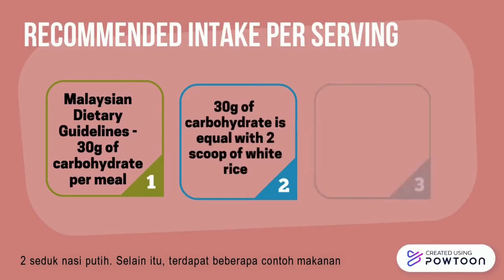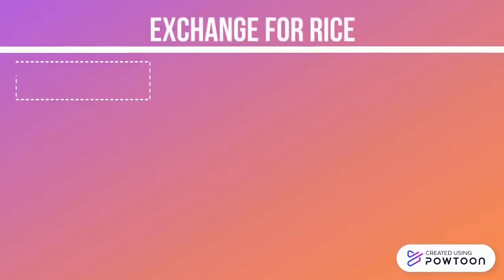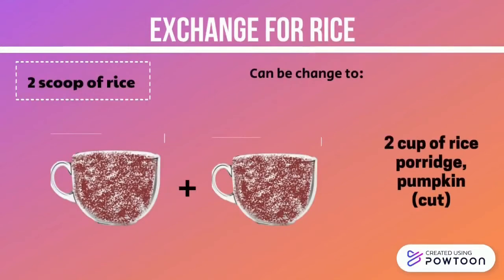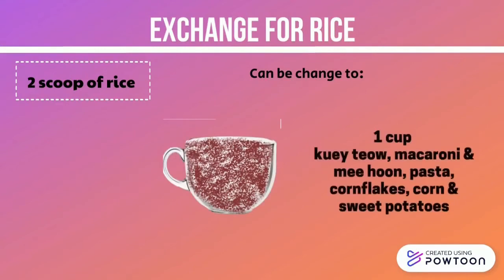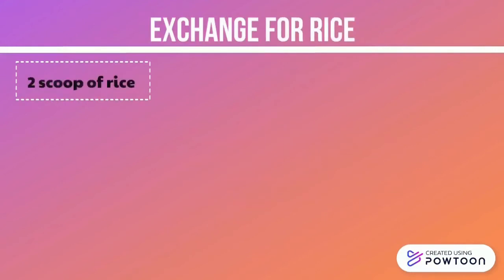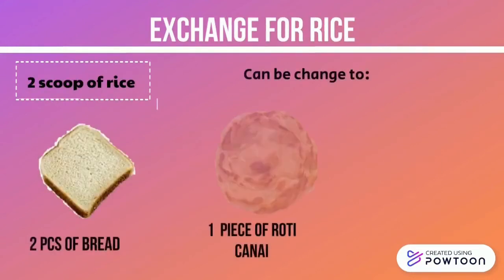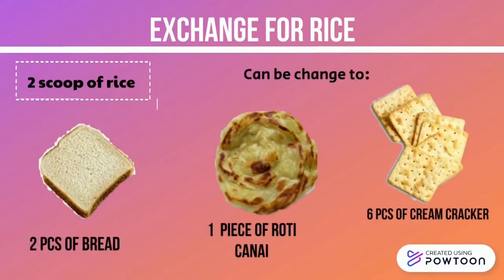However, rice can be changed to other food that will also produce 30 grams of carbohydrate. The 2 scoops of rice can be exchanged with 2 cups of rice porridge and 2 cups cut pumpkin. Other than that, it is also equal to 1 cup kui tau, macaroni, mihun, pasta, cornflakes, corn and sweet potatoes, and 2 small potatoes. Other than that, it can also be changed to 2 pieces of white bread, 1 piece of roti canai and 6 pieces of cream cracker biscuits.